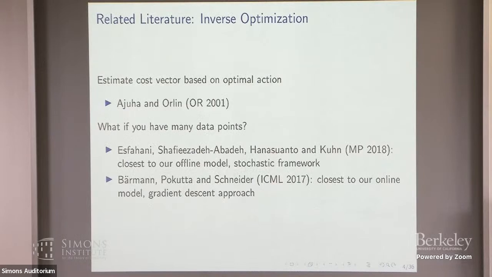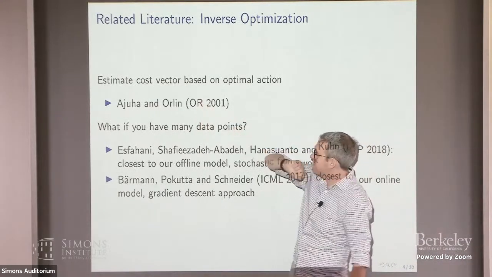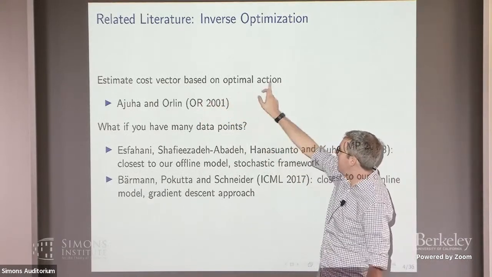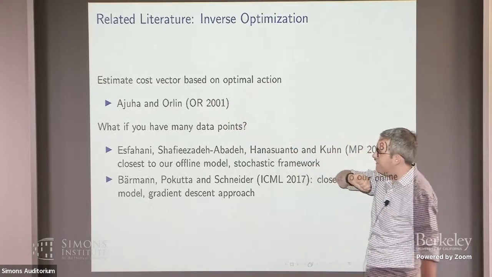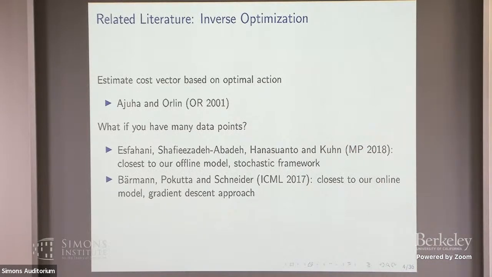And quickly, the literature on inverse optimization dates back to this paper from 20 years ago by Ahuja and Orlin, where given an optimal action, you want to estimate a cost vector. There's a much more modern treatment, for example, by Timothy Chan out of the University of Toronto.